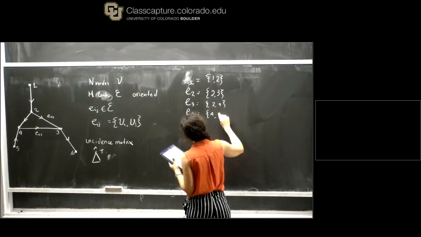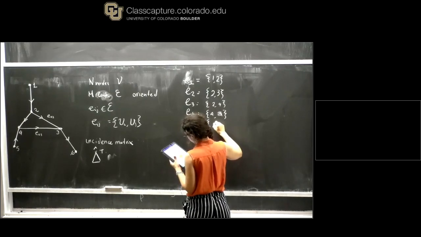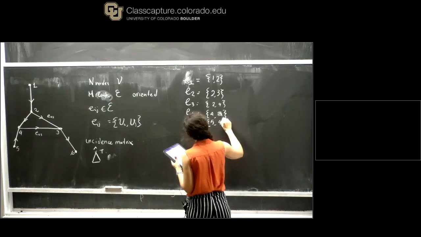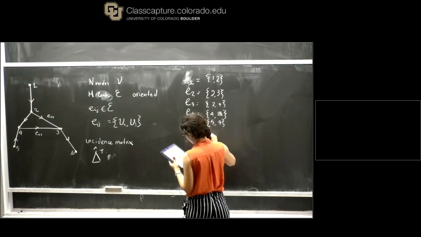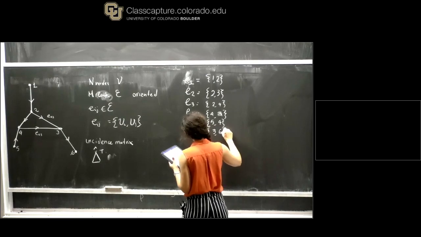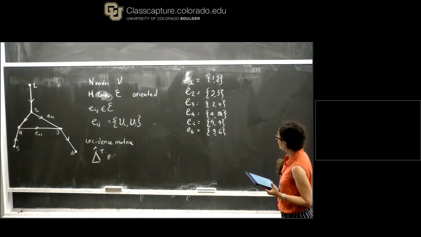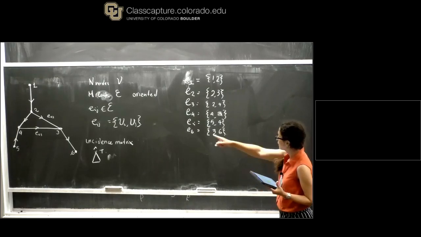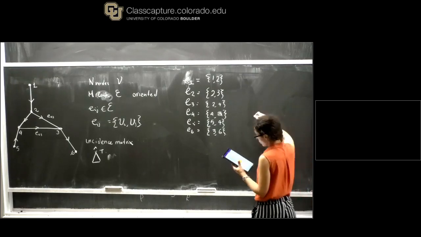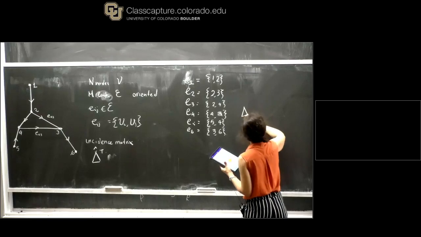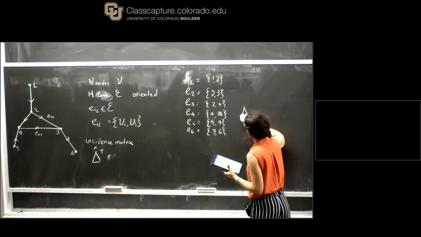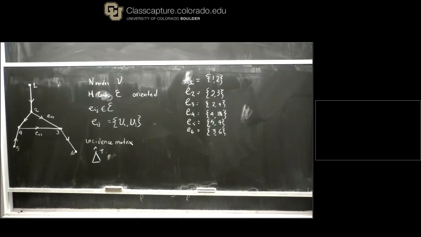Now, if there is a typo, and I messed up one of the orientations, you should let me know. But let's say I have these 6 oriented edges, I can write down a matrix.